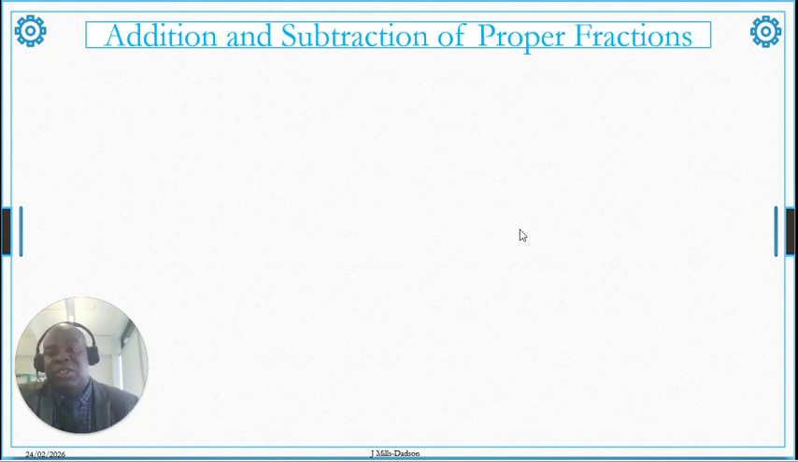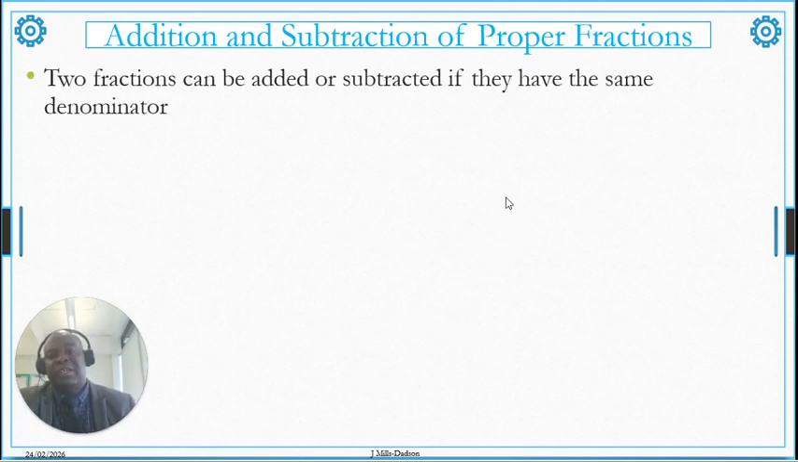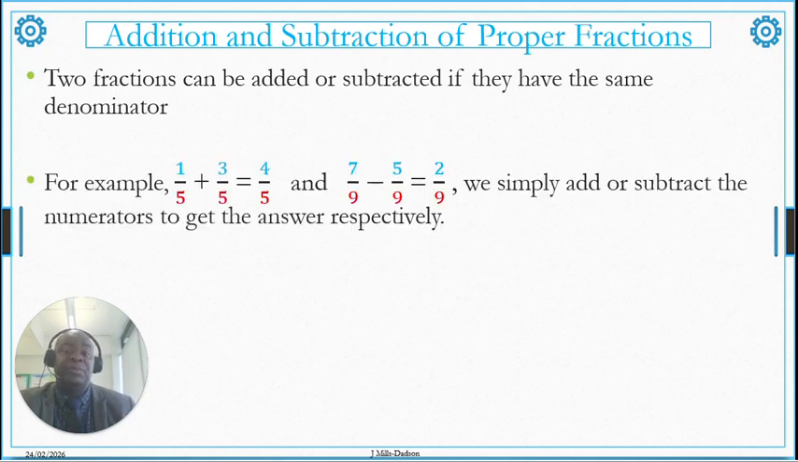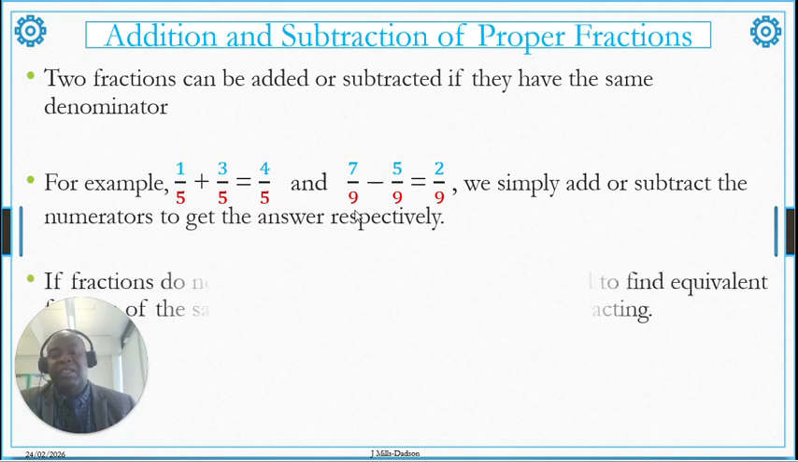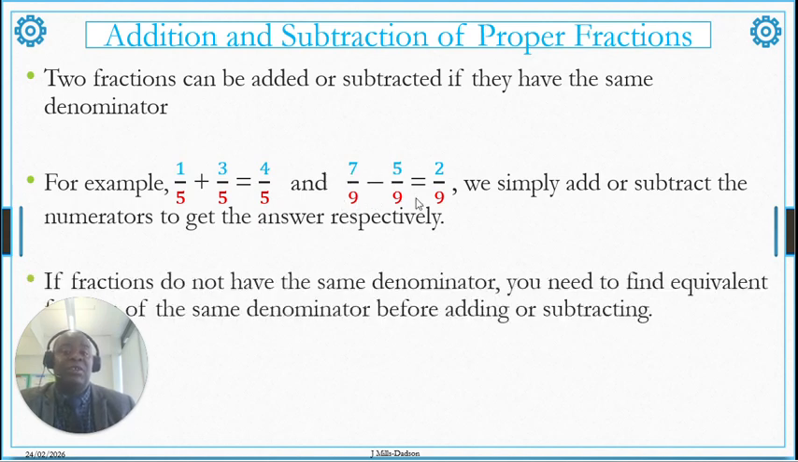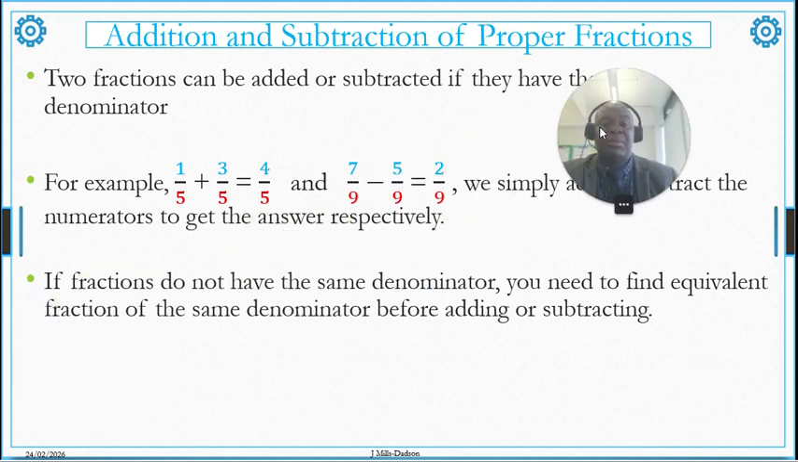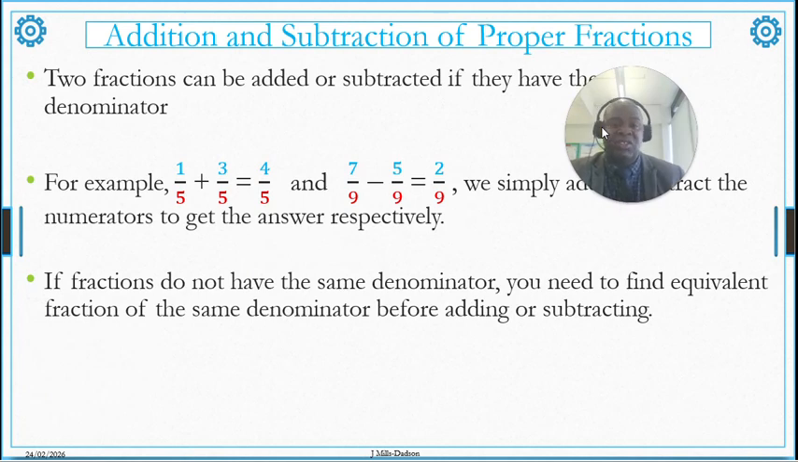In today's lesson, I'll be talking to you about addition and subtraction of fractions. Two fractions can be added or subtracted if they have the same denominator. So for example, 1/5 plus 3/5, because they are all out of fifths, we could just add the numerators and that becomes 4/5. The same for subtraction, because they are all out of 9, we could just subtract the numerators and that becomes 2/9.